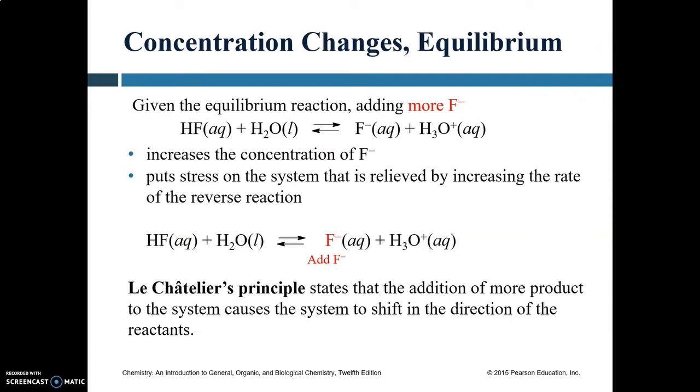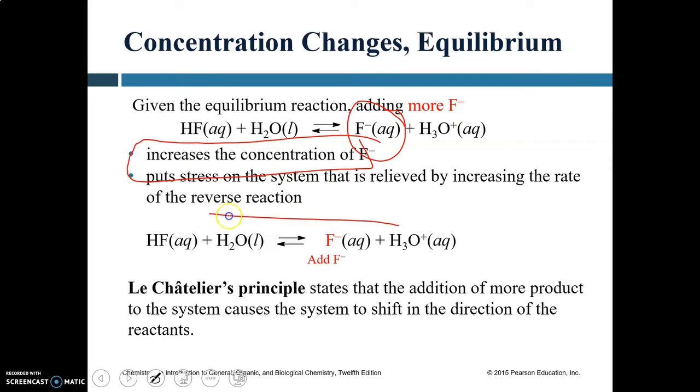Now, in terms of the products, if we add more fluoride, in order to reduce the increased concentration of fluoride, the rate of the reverse reaction will be increased. An addition of more product causes the system to shift towards the reactants.